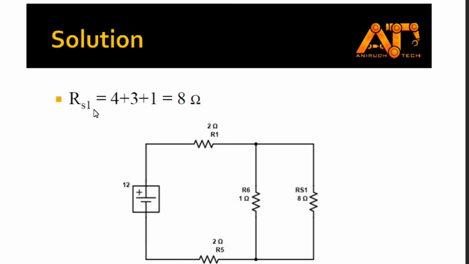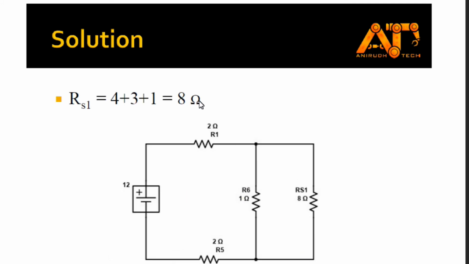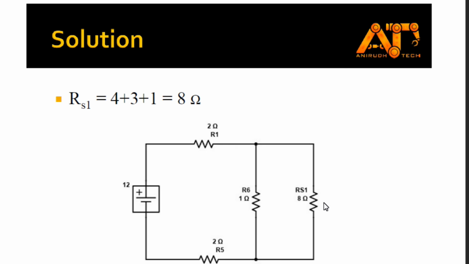You can see here RS1 is equal to 4 plus 3 plus 1. That is our combination, 4 plus 3 plus 1, equal to 8 ohms. Now I have just combined R2, R3 and R4 as RS1 here with 8 ohms. Now it is a single resistance.